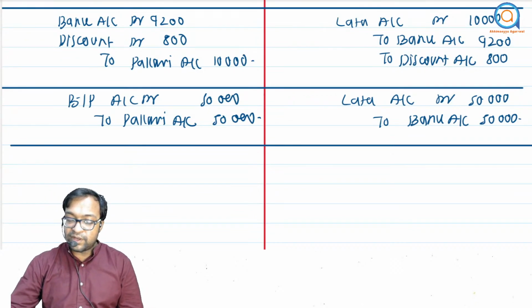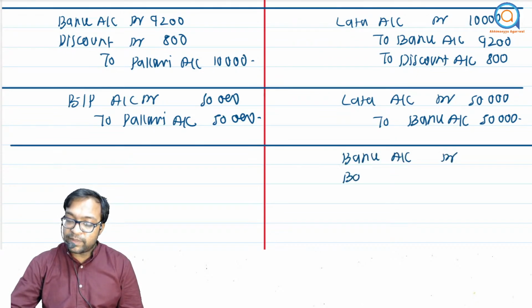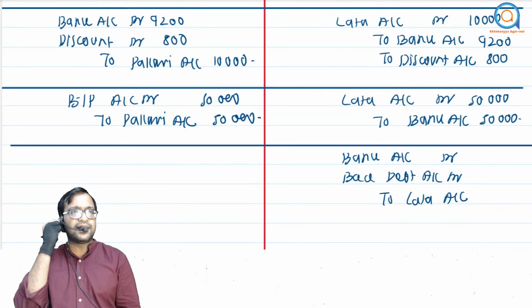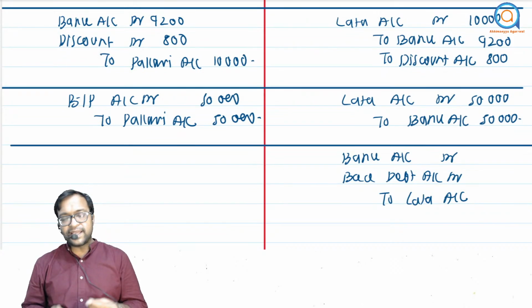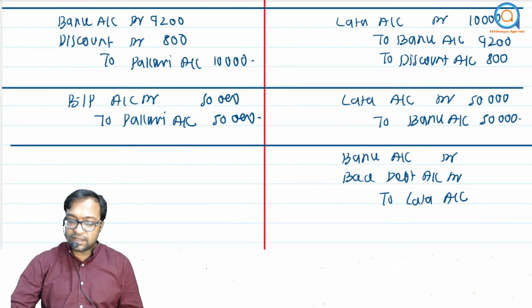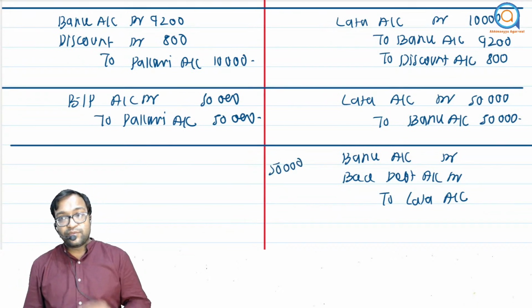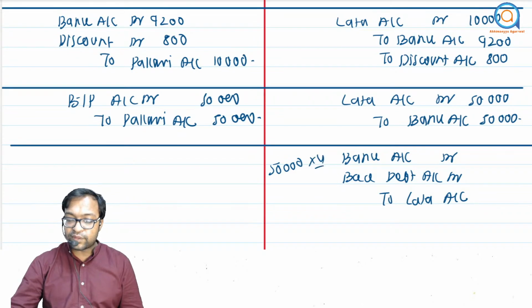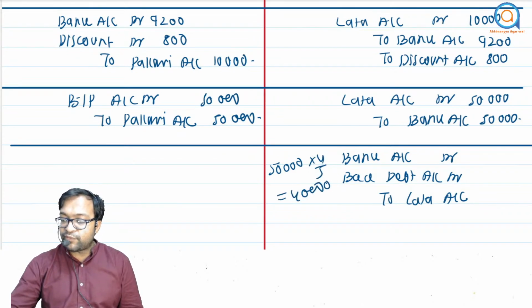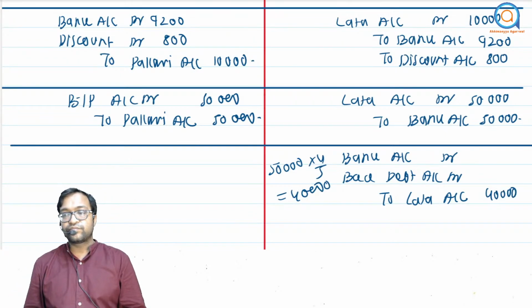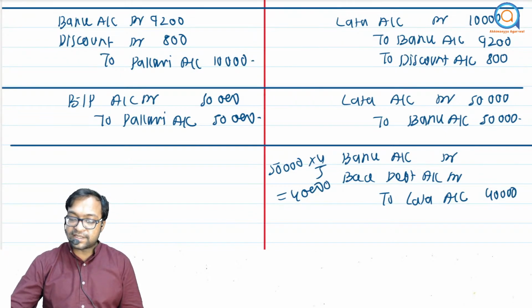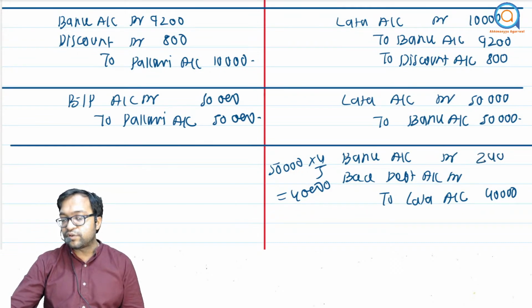Very good. So Pallavi will do the entry: bank account debit, bad debt account debit, to Lata. Now in this case, how much money was receivable from Lata from the second bill? The bill amount was 50,000. The sharing ratio of the second bill is 4/5. That is 40,000. The amount receivable from Lata was 40,000. So of 40,000, 60% we are receiving. 6 4s are 24. So the rest, 16,000, is bad debt.